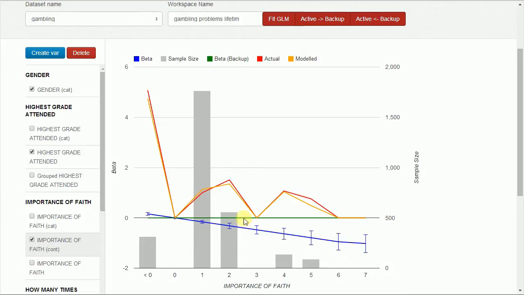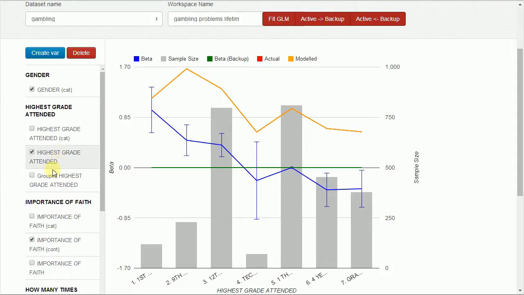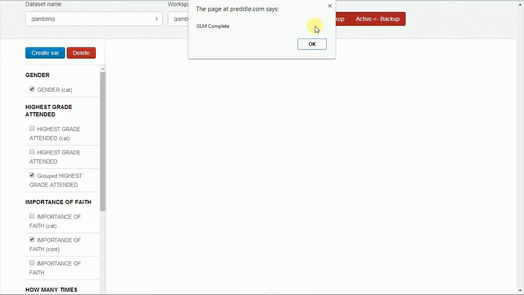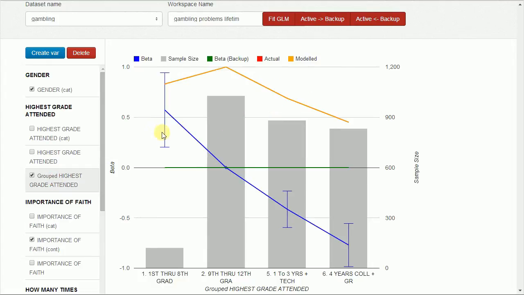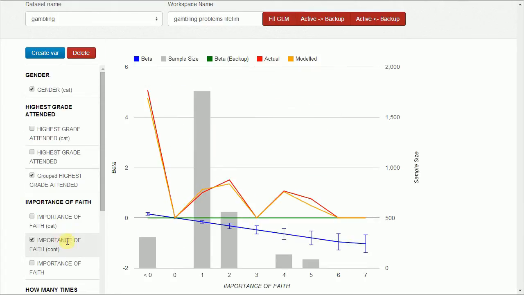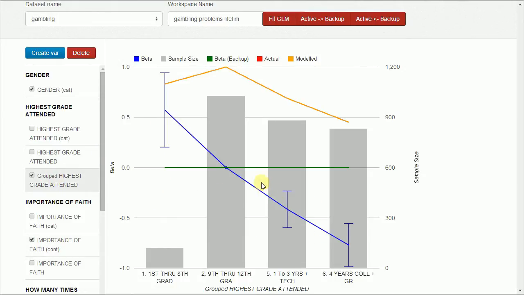Just to reiterate, for a linear line, the model only needs to estimate one beta, that being the slope of the line. By contrast, looking back at the grouped highest level attended, the model had to estimate 3 beta coefficients, 1, 2, 3, compared to the 1 beta coefficient in importance of faith. Recall that the confidence intervals of the beta reflect the upper and lower bounds of what the model estimates the beta should be.